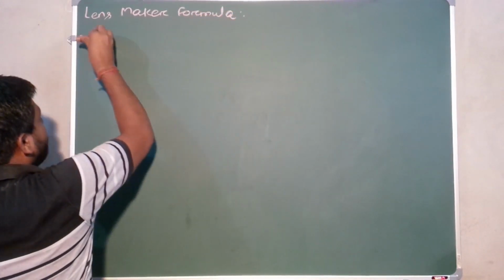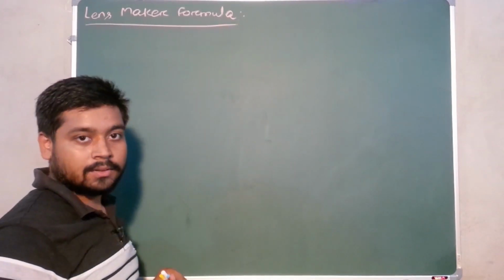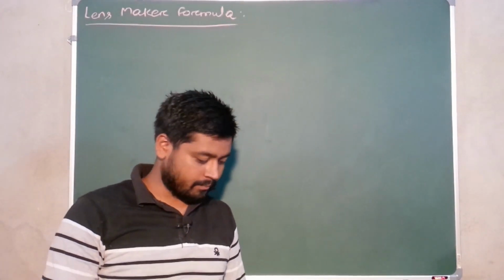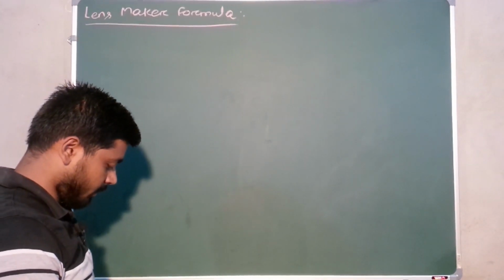First of all, we have to know the ray diagram. Just see how I draw the ray diagram. The ray diagram is very, very important in this lens maker formula.